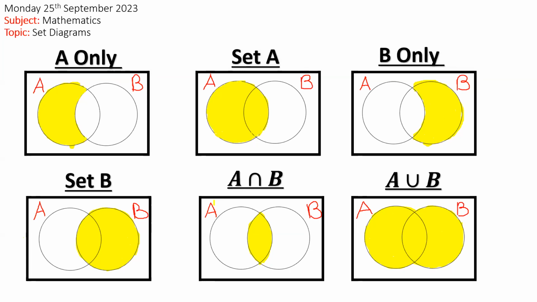All right. Renaya Douglas. Yes, sir. Tell me, if I try to shade in A only, what would I do? Only shade in the portion on the A side. Okay, do I include the intersection? No, sir. Okay, good.